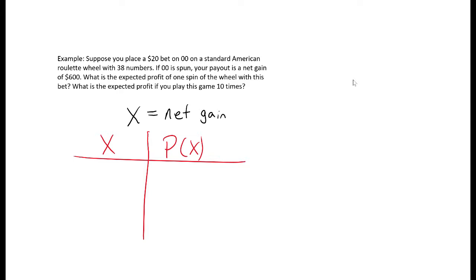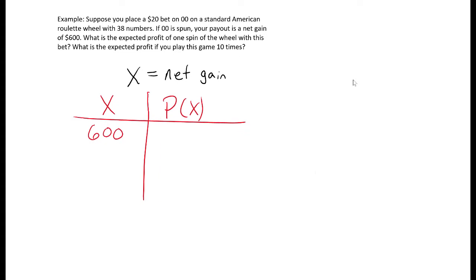Okay, so let's talk about X. What are the possible values of X? AKA, what are the possible net payouts we can have? What are the possible amounts that we can walk home with? It says, suppose you place a $20 bet on 00 with 38 numbers. If you land on that 00, you win, and your net gain is $600. So that is one of our possible net gains, $600. If we win the game, we have a net payout of $600. And because it's net, it's already compensating for the fact that we paid the $20 to play the game.